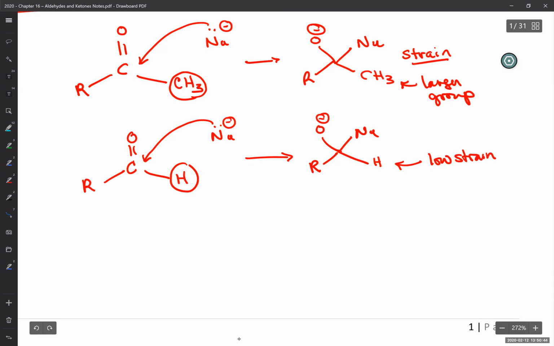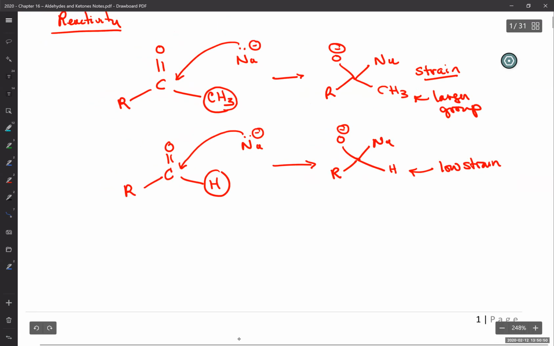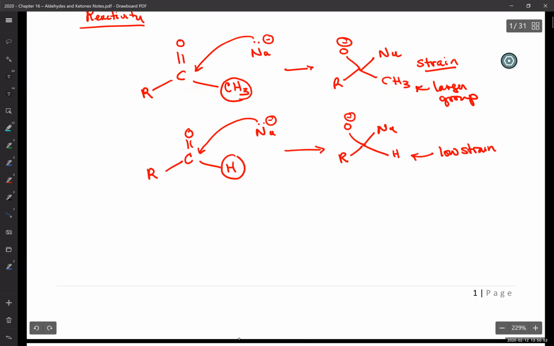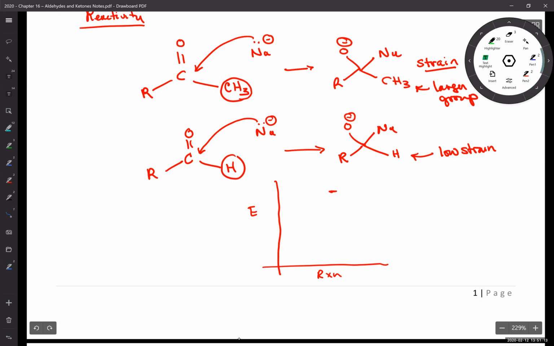Okay. So if you're drawing a reaction coordinate diagram, it looks like this. So I have the reaction down here, and then over here I have energy, all right? This is the intermediate. So for a ketone, the intermediate energy will be up here, higher. And for the aldehyde, I'll do it like this, the aldehyde will have lower energy like that, just because it has less strain in it. And so this is the intermediate.